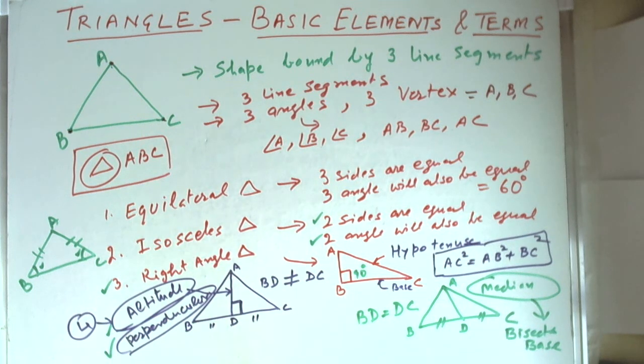Whereas if we talk of the median, the next thing we learned, number 5, was the median, and in the median what happens? It bisects the base. It divides the base into two parts. So the point D is the middle of BC. So this is called the median.